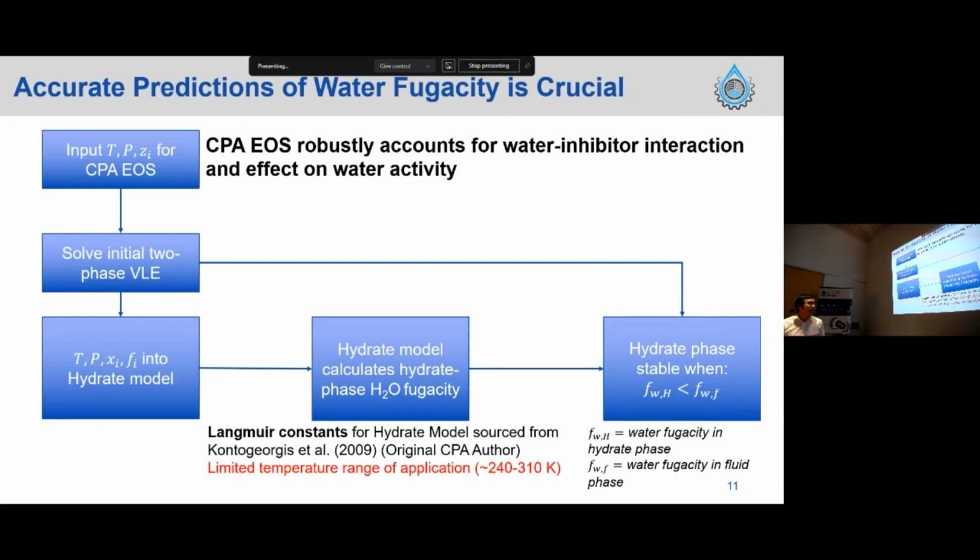But this model does have a limited temperature range of application as we tested, so roughly between 240 Kelvin and 310 Kelvin. And then another limitation of the model today is that we haven't yet tuned the gas-water binary interaction parameters as well as they can be. So there's an improvement to be made in that regard.